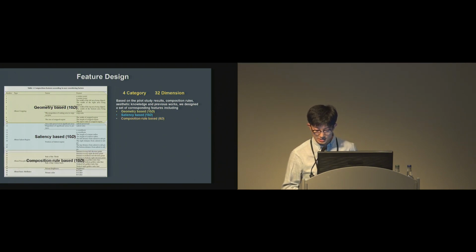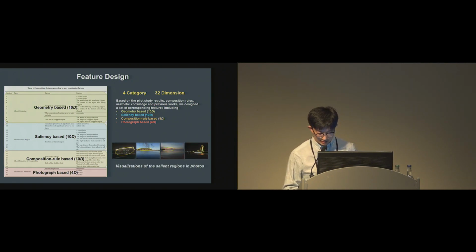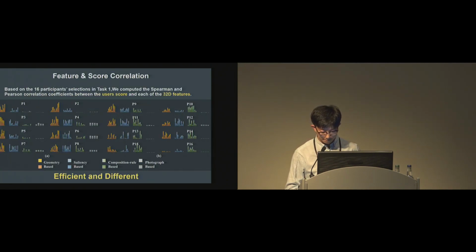Then, composition rule-based features, such as the distance between the salient region and the golden ratio line, and photographic-based features, such as brightness, contrast, saturation, and color balance. And this figure shows the salient region in the photos. Based on 16 participants' selections in task 1, we computed the Spearman and Pearson correlation coefficients between the user score and each of the features.